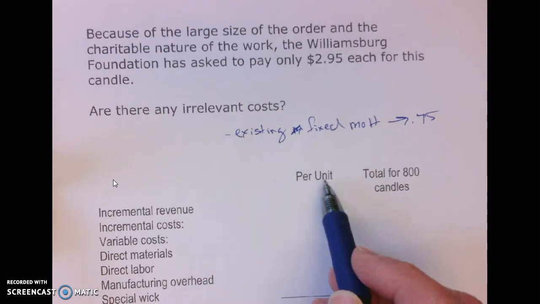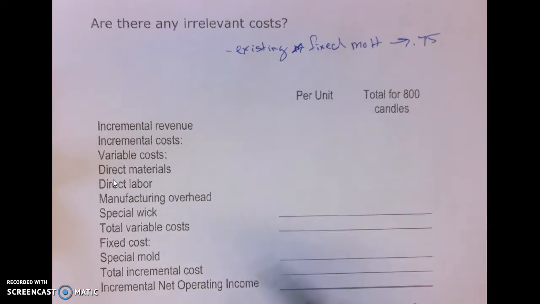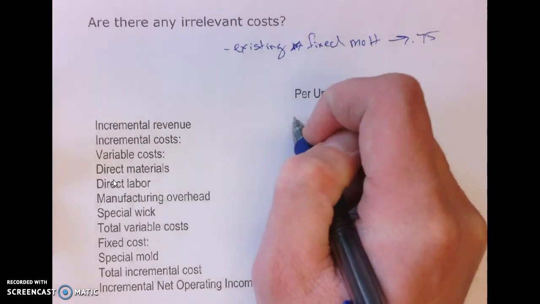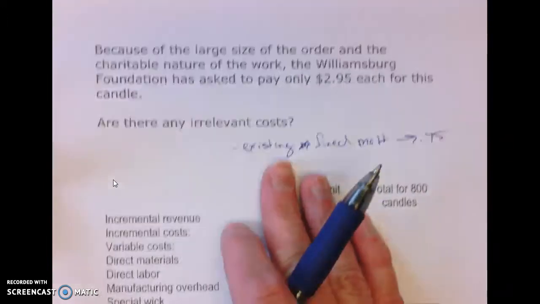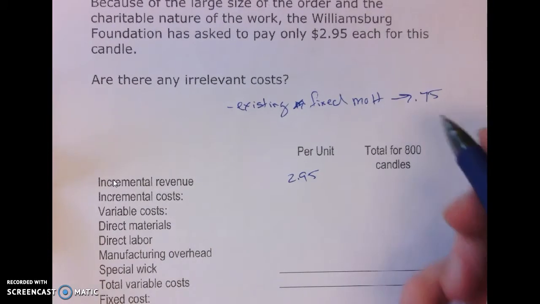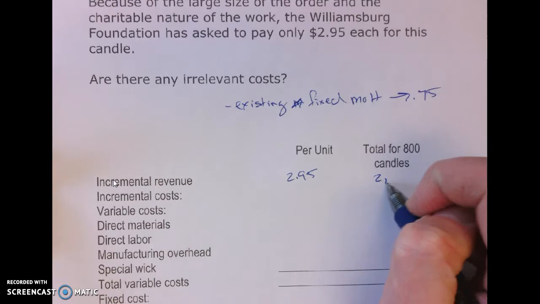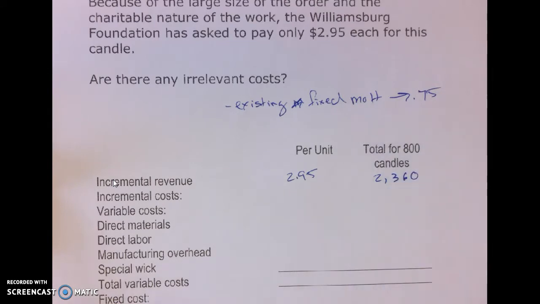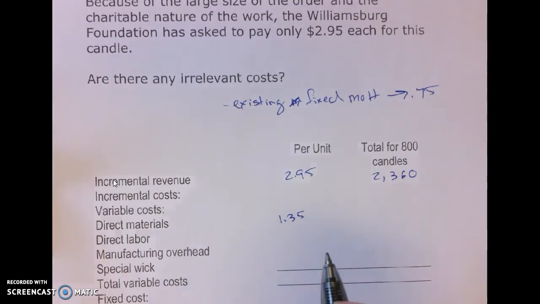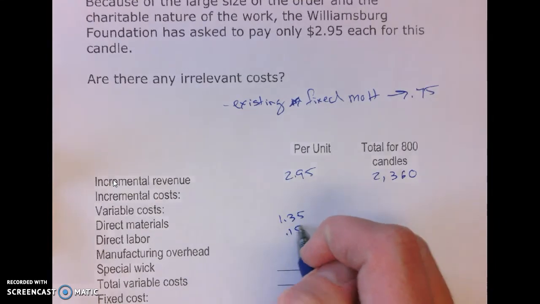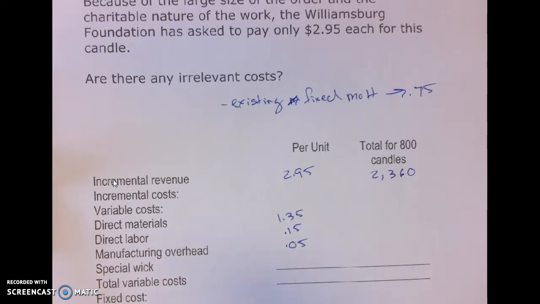If we look over here in terms of our per unit, we can calculate our incremental profit, okay, net operating income. So when you look over here, remember our per unit was $2.95. That's stated right here, $2.95. And we can look at the total for 800 candles just by multiplying the $2.95 by 800. That gives us our 2,360. And then if I look back on the other page, I remember $1.35 was our materials cost, 15 cents was our labor, 0.05 was our variable manufacturing overhead. You can see that's all I'm going to include.